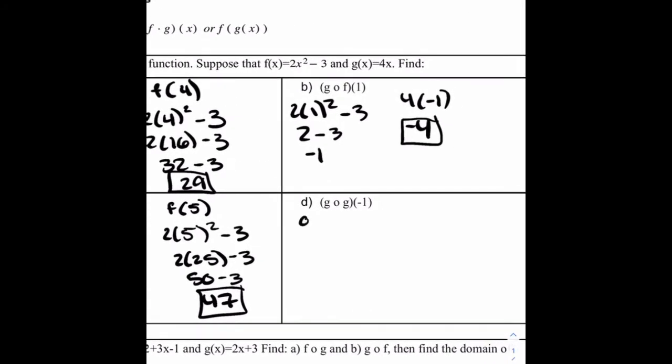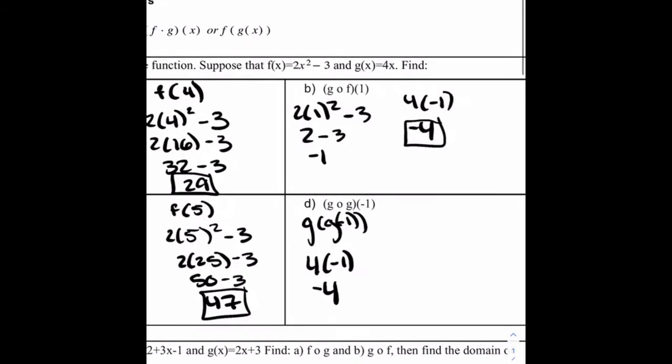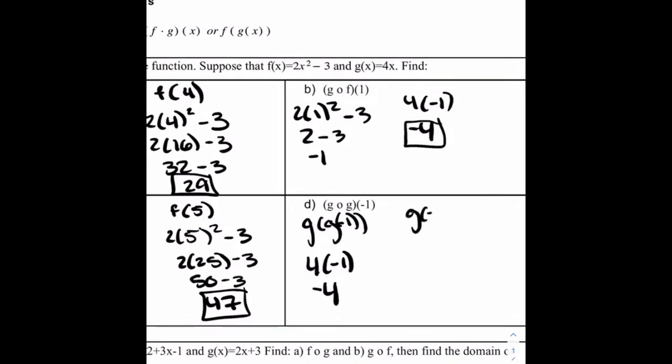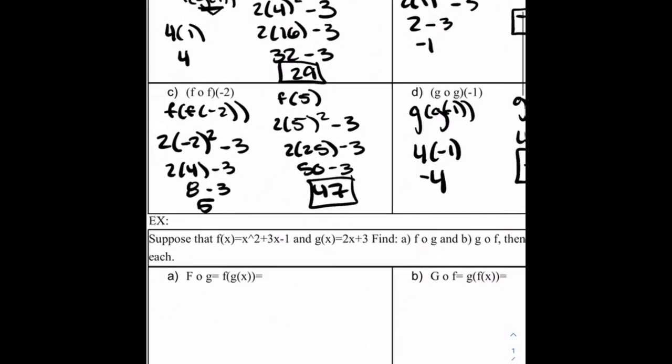Now g of g of negative 1. So I'm going to plug in negative 1 to the g function, which is negative 4. I'm going to take that output and put it back into the g function. So g of negative 4 now, and that is 4 times negative 4, which equals negative 16.